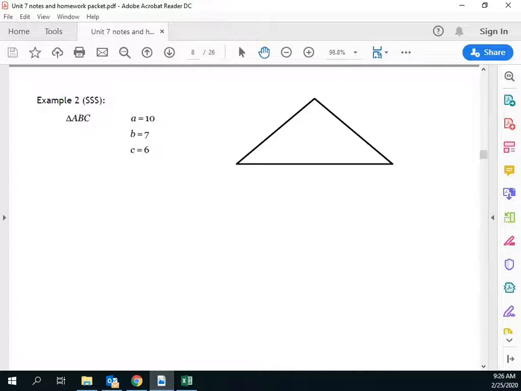Now let's look at a little bit more work. It's not a lot, but just a little bit more. The scenario here is, as they already said, what if they gave you all lengths of sides, and you've got to figure out all the angles? So, A, B, C. They've given you 10, 7, and 6.